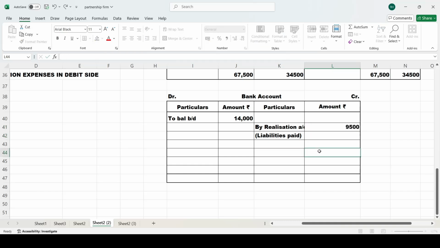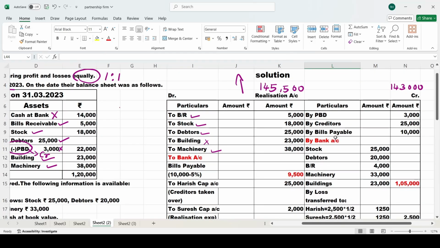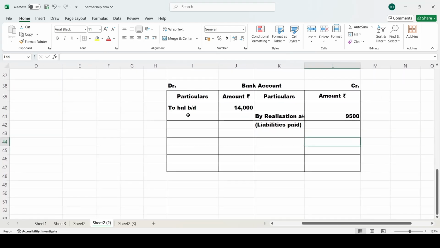Next, you can check wherever you have bank account. Here you have bank account in the credit side, that is 1,05,000. So it will come to the debit side of your bank account. To realization account, in the bracket, assets realized, which comes to 1,05,000.